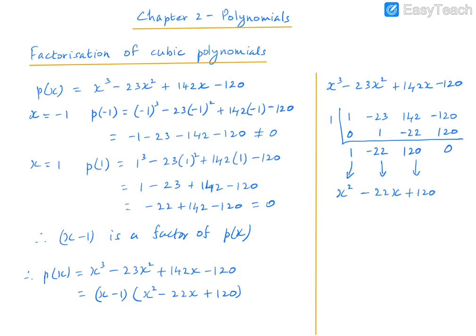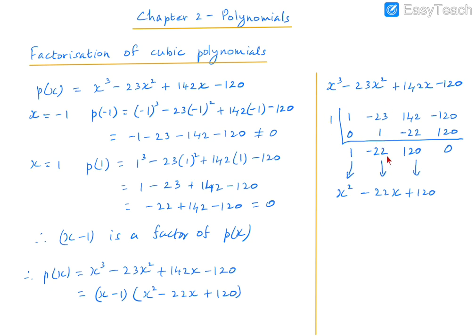So this 1 here is the coefficient of x cubed, minus 23 is the coefficient of x squared, plus 142 is the coefficient of x, and minus 120 is the constant term. Okay, so then what we do is we put a 0 here in the first step, and then add these two numbers. So 1 plus 0 is 1, then multiply this 1 with the term that we are dividing with. So 1 into 1 is 1.